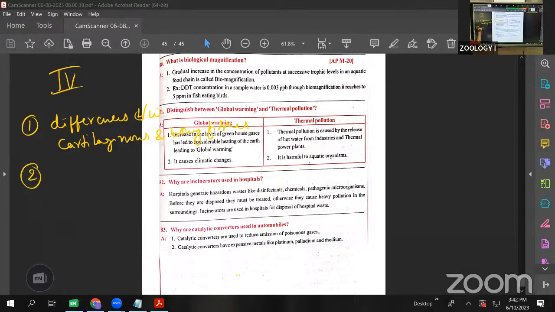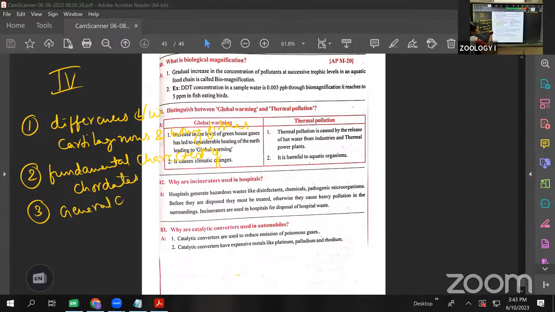Next, fundamental characters of chordates. Next is the general characters of amphibia.